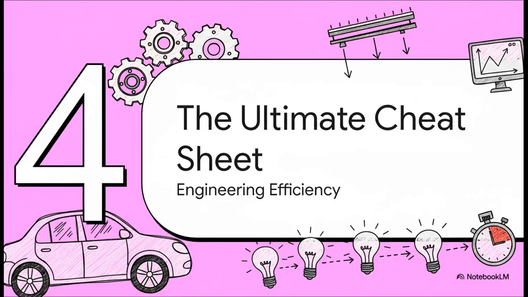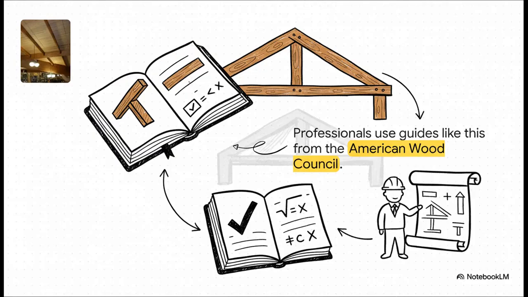Okay, doing that calculation every single time is great for understanding the theory. But let's be real. In the professional world, it's all about being efficient. Why derive the formula from scratch when someone's already done the work? This is where engineers turn to the ultimate cheat sheet. They use documents just like this one. It's basically a giant, pre-solved answer key for all kinds of beam problems.